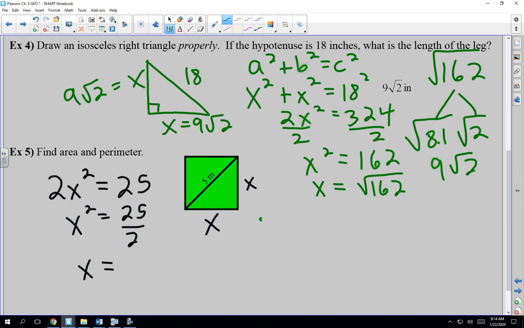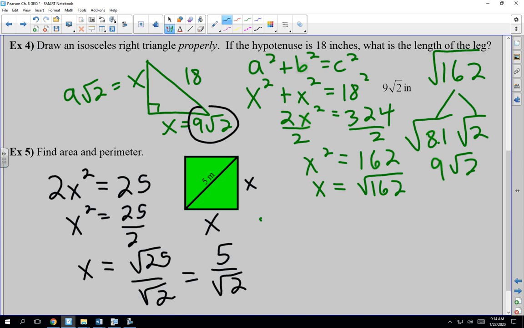this is kind of interesting here. Here's how it works. It's square root of 25 over square root of 2, right? This is the bottom of the review page we did the other day. It's rationalizing the denominator. Square root of 25 is a perfect square, so I get 5 over root 2. But here's the deal. I want this in simplified radical form, like these 9 root 2's up here. I don't want any radicals in the bottom. Okay. So you multiply top and bottom by root 2, and your final answer ends up being 5 root 2 over 2.